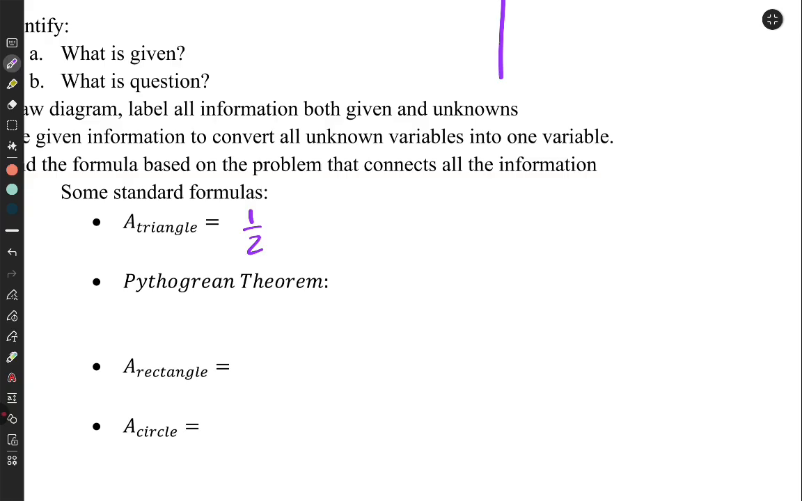Pi. Is it pi? Pi will be the circle. The moment you say pi, it has to be something with a circle. Base times height. Okay. Andrew. I'm starting to get the name. Okay. Pythagorean theorem. A squared plus b squared equals c squared.